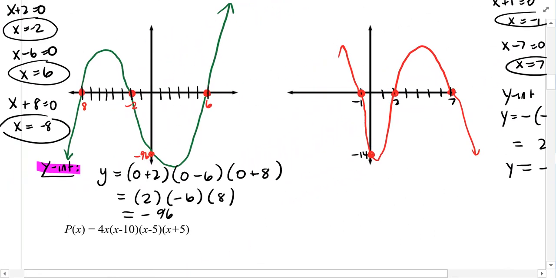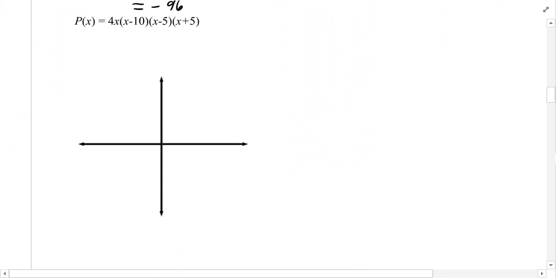Now I want you to pause the video and try this problem. Be careful though, because I have 1, 2, 3, 4. So pause the video and try it, please. Did you try it?